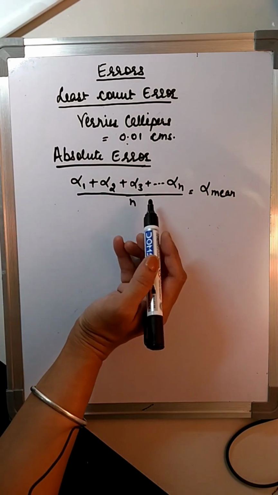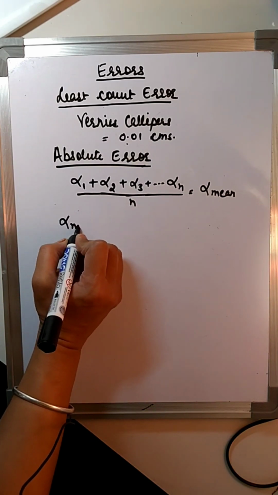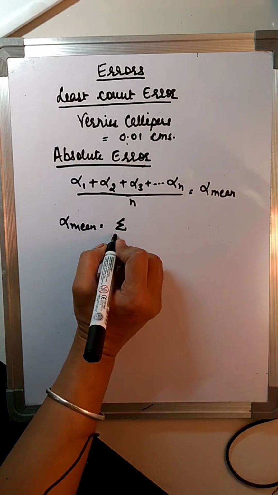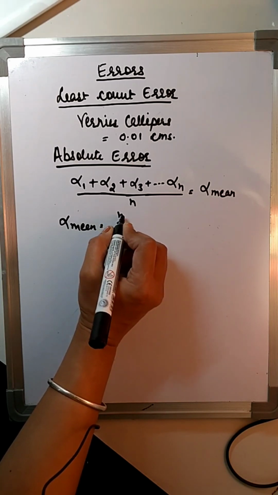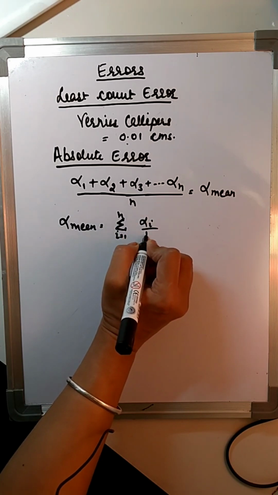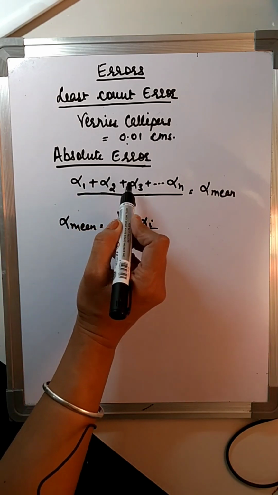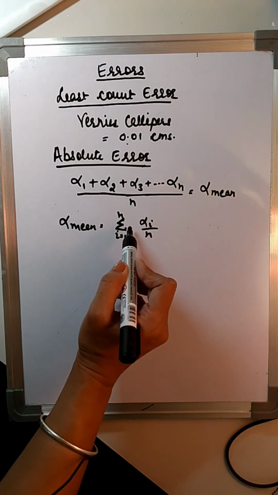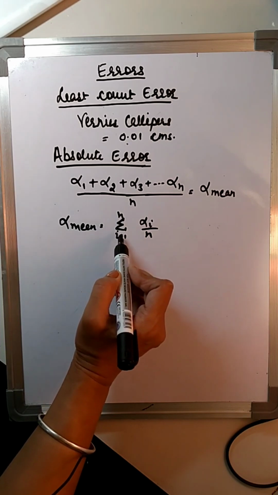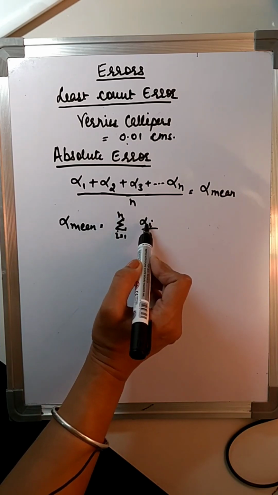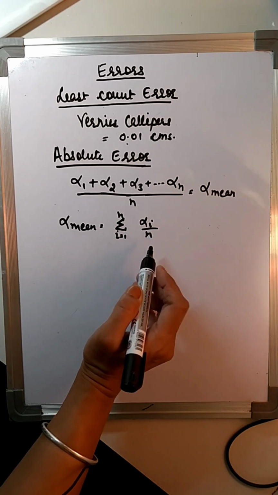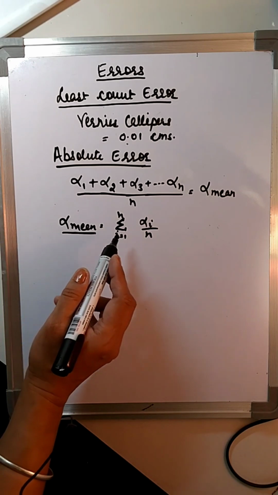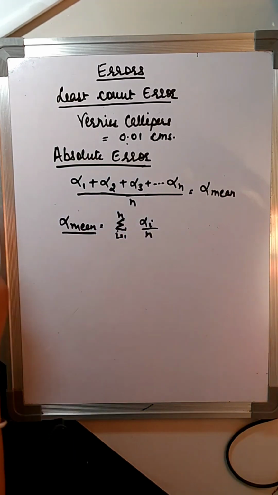Now this sum of readings can be written in terms of summation: sum from i equal to 1 to n of alpha i, divided by n. So this alpha 1, alpha 2, alpha 3, alpha n, instead of writing like this, we have written it in the form of summation. i equal to 1 to n means total number of readings from 1 to n, alpha i divided by n. So this is the average of the readings, or the arithmetic mean of the total readings.